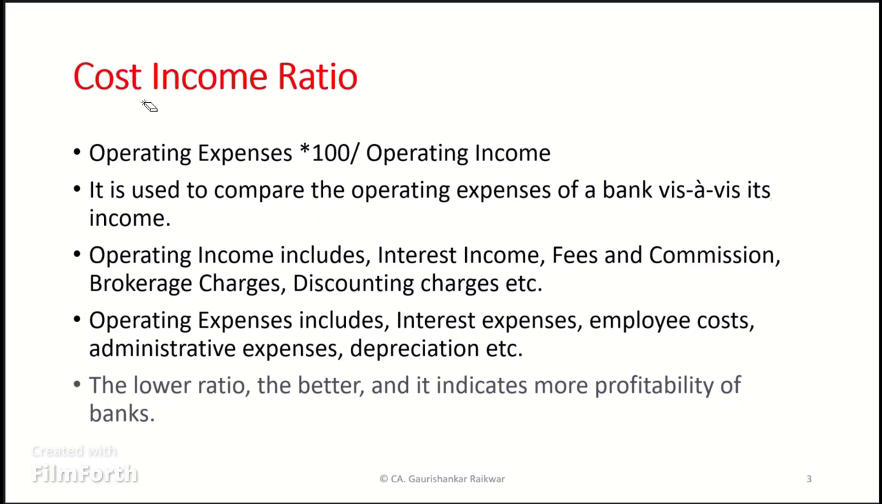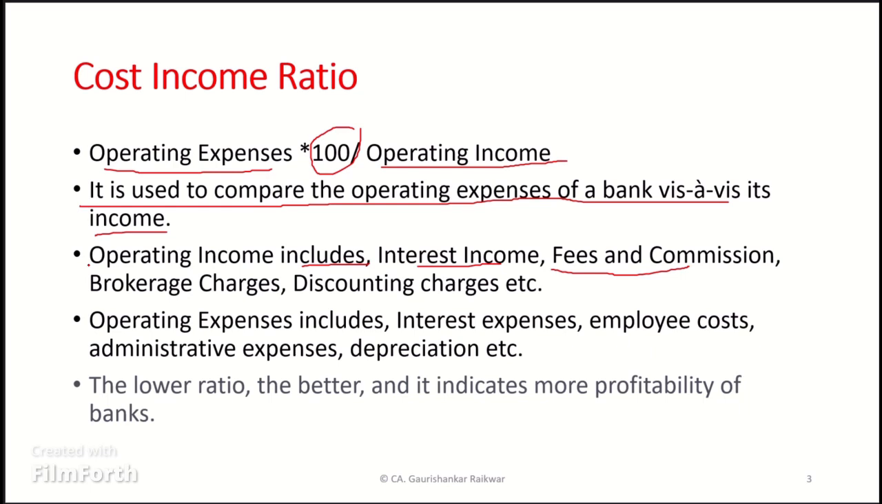First one is cost to income ratio. So what is that? The formula is operating expenses divided by operating income multiplied by 100. It is used to compare the operating expenses of a bank vis-a-vis its income. Operating income includes interest income, fees and commission, brokerage charges, discounting charges, etc. And operating expenses include employee cost, administrative expenses, depreciation, etc. So the lower the ratio, the better the performance. It indicates more profitability of the bank.